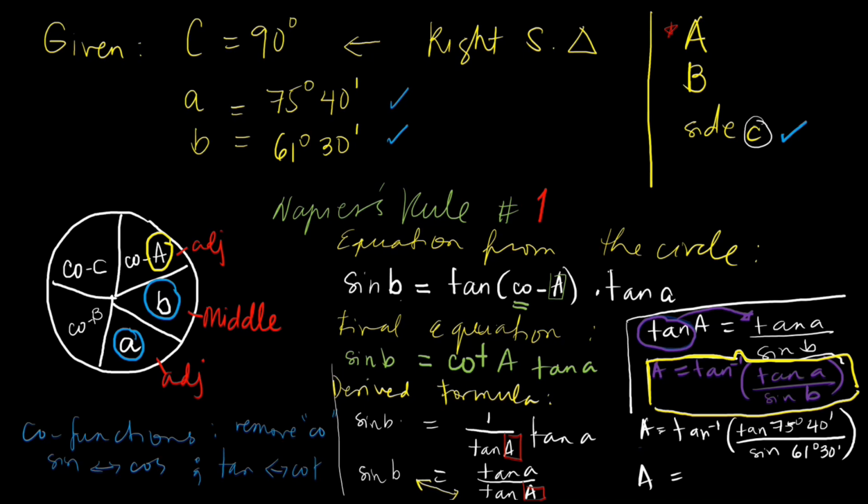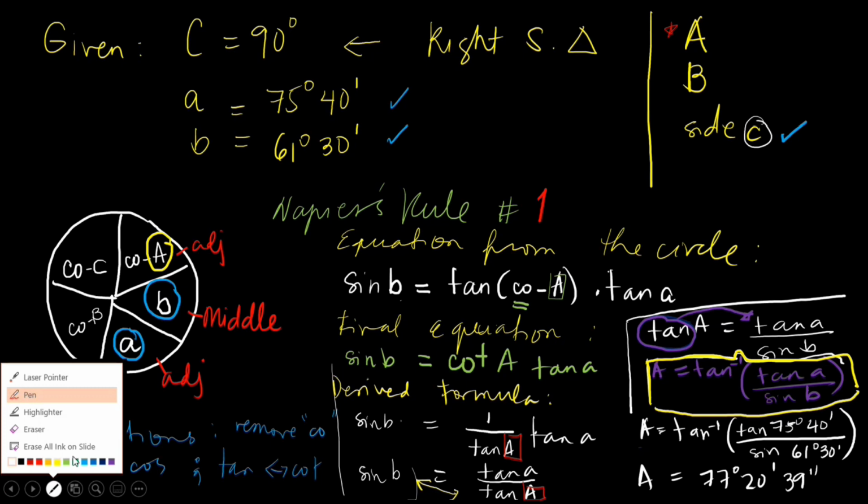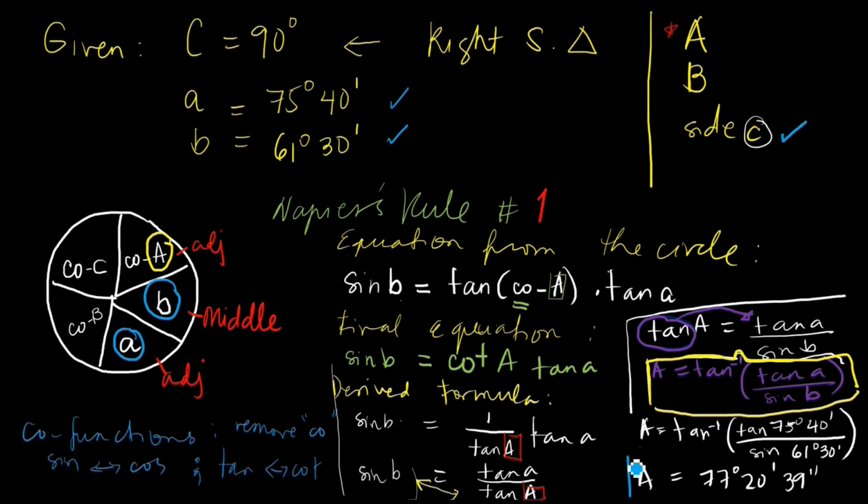The answer in the calculator is 77.34 degrees, in degree, minute, and second, that is 77 degrees, 20 minutes, and 39 seconds. Then just enclose your answer in a box. Okay, that's it.